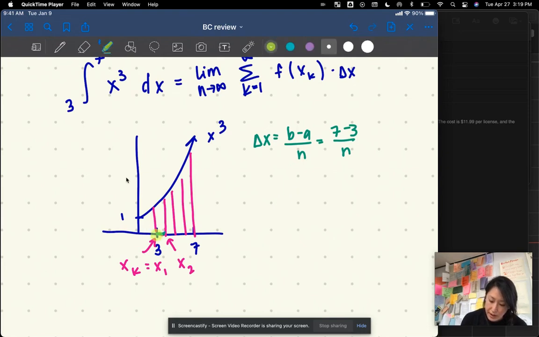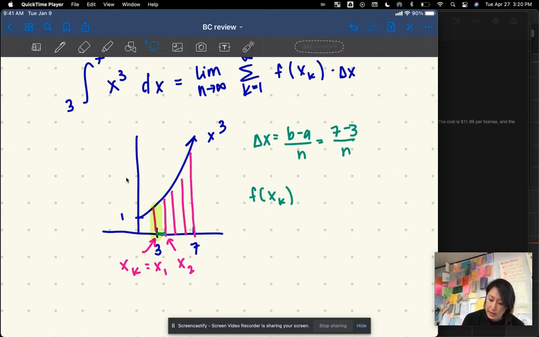So I'm going to figure out the height of the rectangle by saying that the height is equal to f of x sub k. Okay, and k, remember, is the placement of the rectangle. So k is going to be like x sub 1 because that's the first rectangle, or x sub 2 or x sub 3. So we're going to write a general rule for the height.